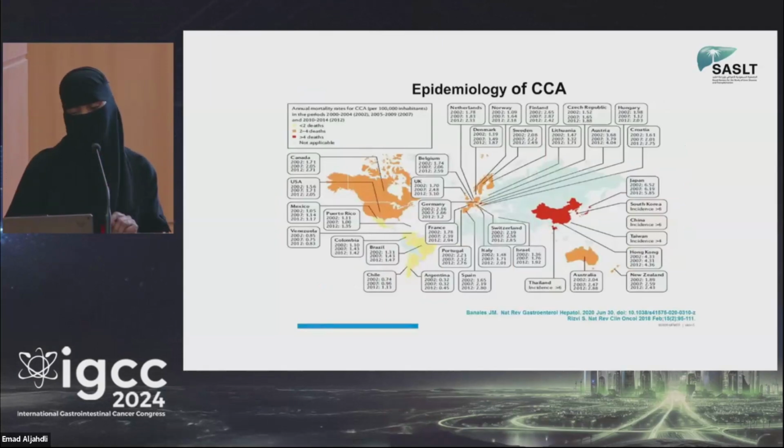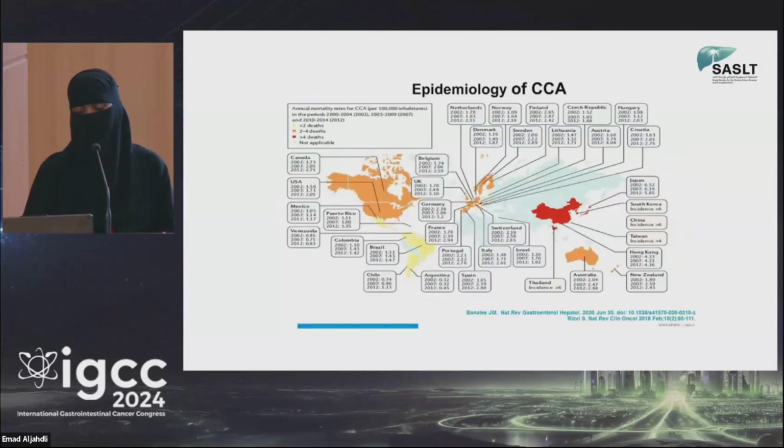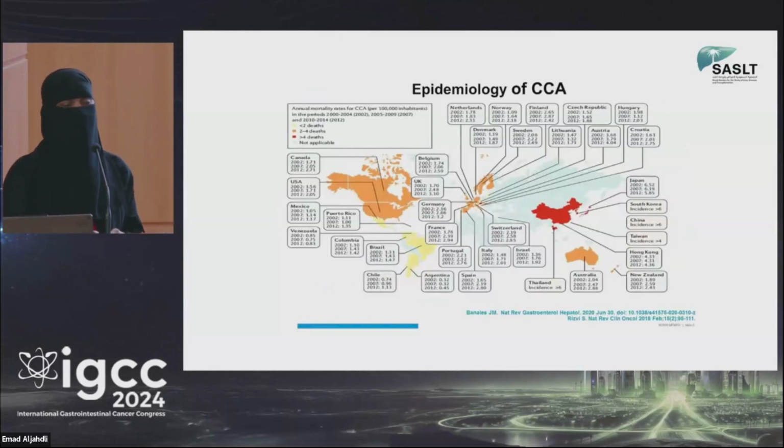The bad thing about this slide is that we don't have the real prevalence of cholangiocarcinoma in Saudi Arabia or in the Middle East at all. The commonest areas in the world where cholangiocarcinoma is detected are Southeastern Asia, China, Hong Kong, and South Korea as well.